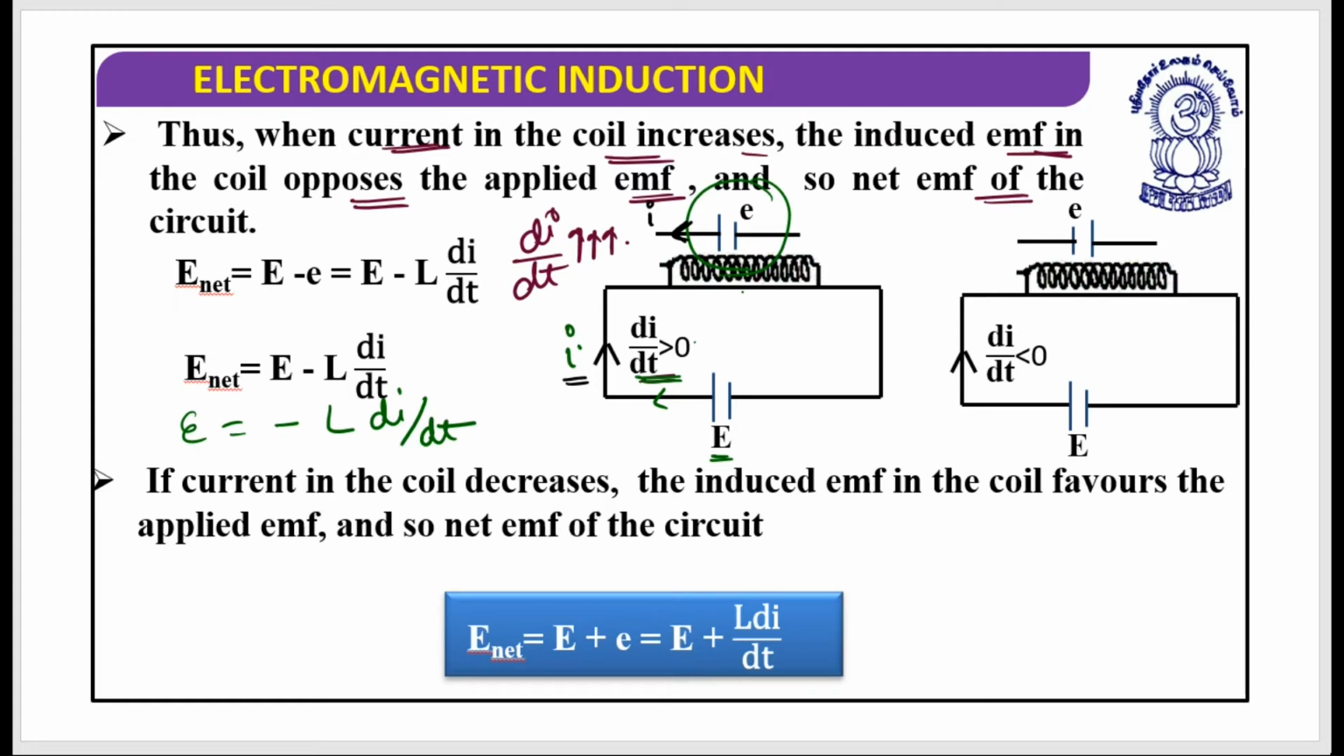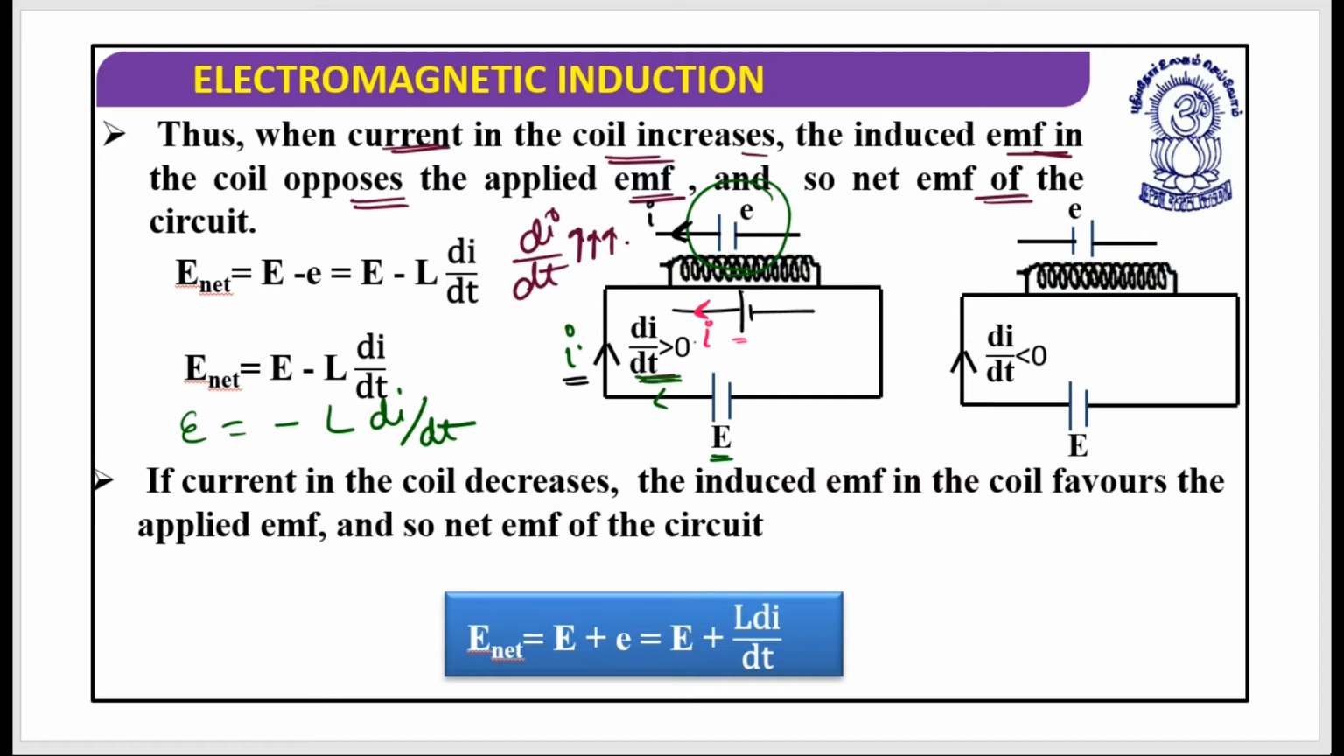So what you are supposed to do is replace this inductor with a battery like this, and the direction of current in this battery is something like this. I hope this is clear. Is it clear? Are you sure? Great. So this is the direction of the battery.